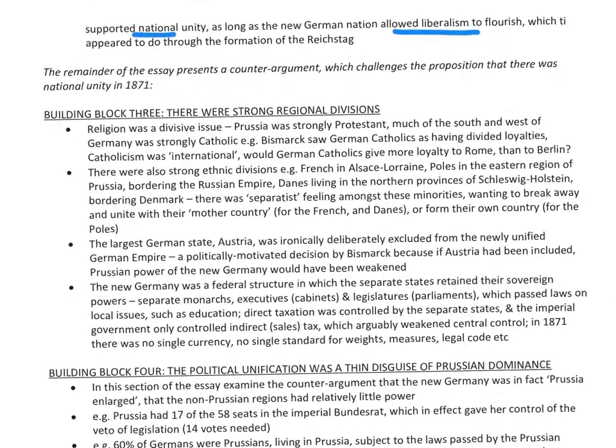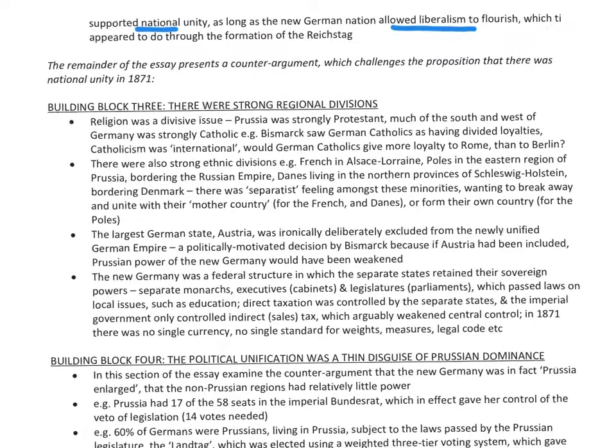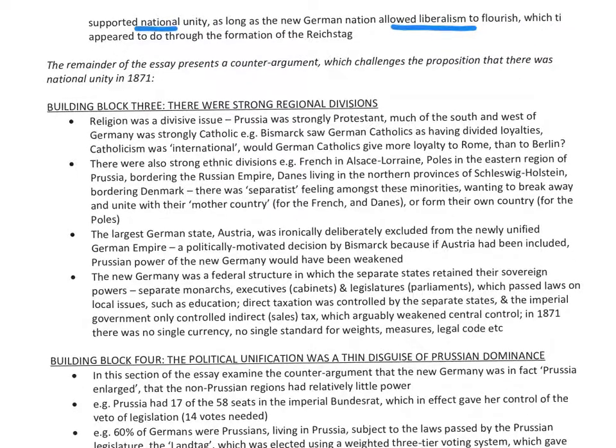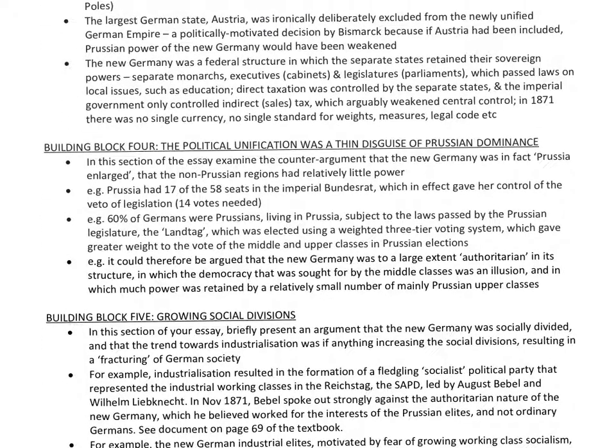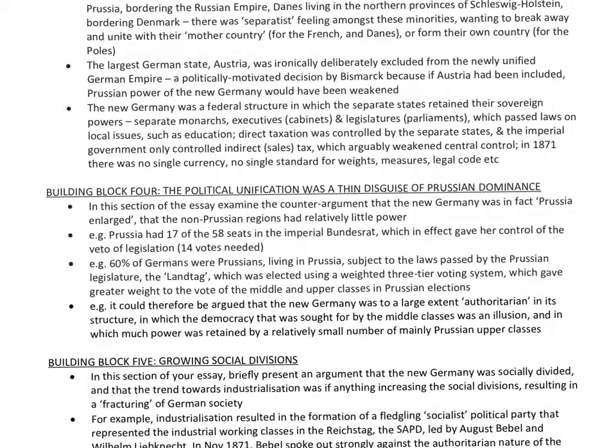So, moving on. Again, you may want to pause at this point. So the remainder of the essay presents a counter-argument. What you then do is you turn it around, and it challenges the proposition that there was national unity in 1871. And as you can see here, there are in total 3 building blocks. There's building block 3, there were strong regional divisions. Building block 4, a thin disguise of Prussian dominance, and building block 5, growing social divisions.